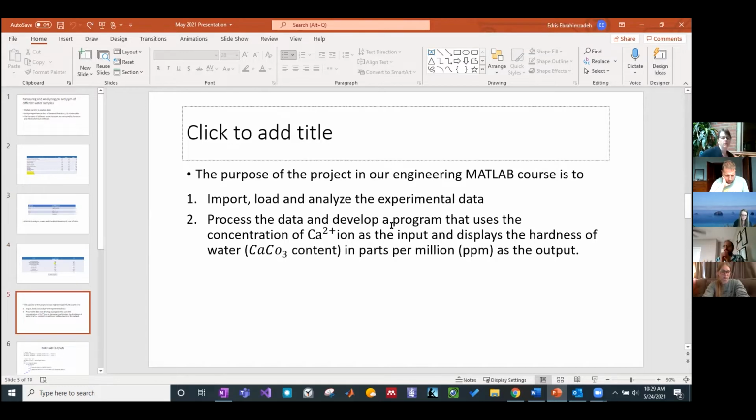The purpose of the project in my MATLAB and also in C++ course was that when students run experiments, they usually have a spreadsheet. In MATLAB, there is a way that the spreadsheet can be linked to MATLAB as a matrix, and then they will analyze the matrix instead of dealing with the spreadsheet. The spreadsheet will remain intact. They are not going to change anything.